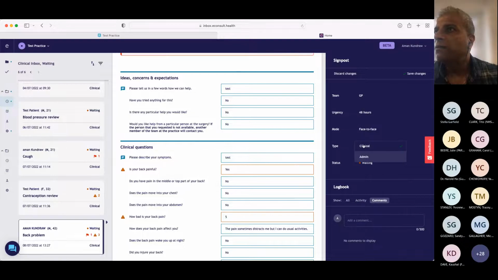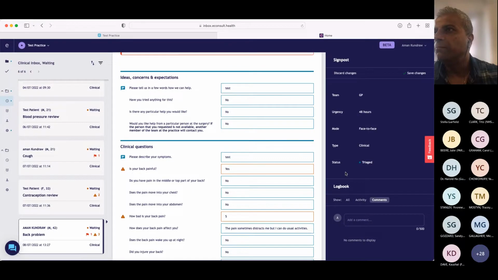Here we've got consultation type. It's defaulted to clinical because it's a clinical presentation, but actually you may deem it to be admin, so you can override that, and you can change the status. So I'm going to change the status here to triaged. So now it's triaged and it's pending completion.